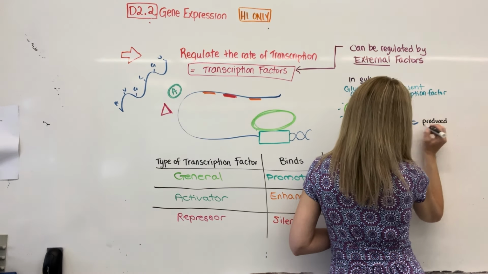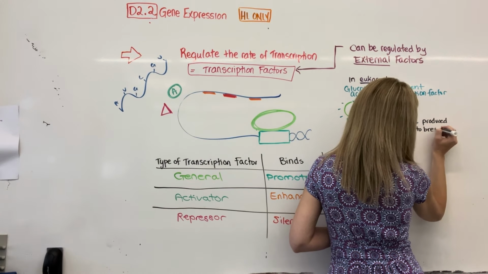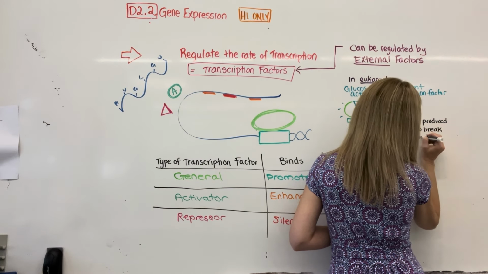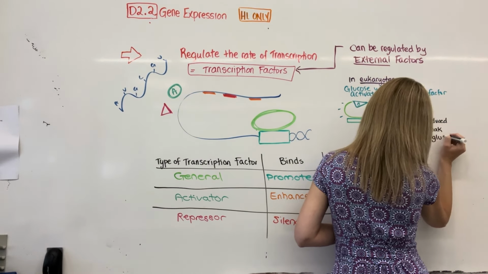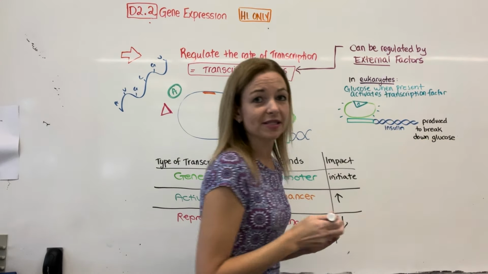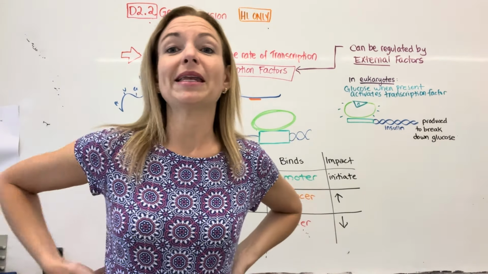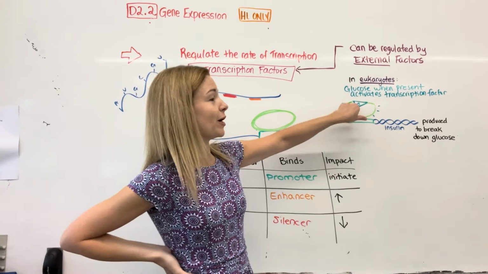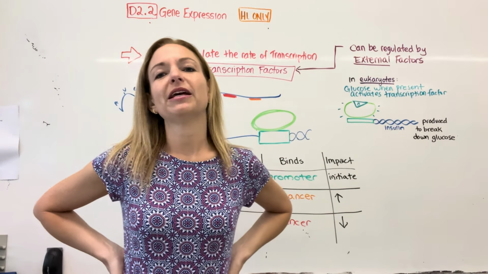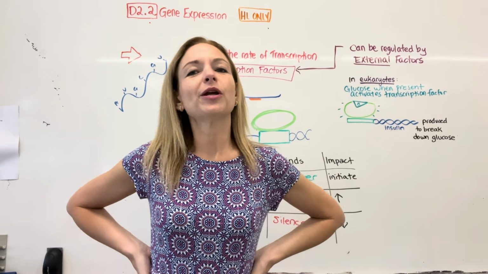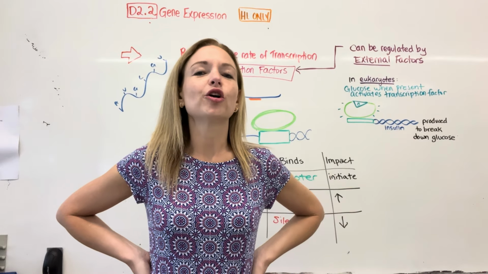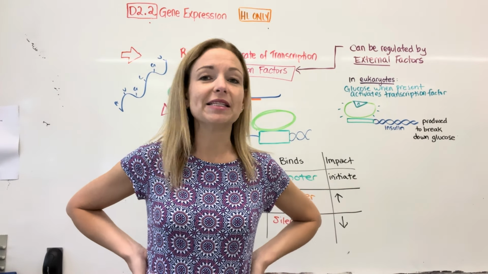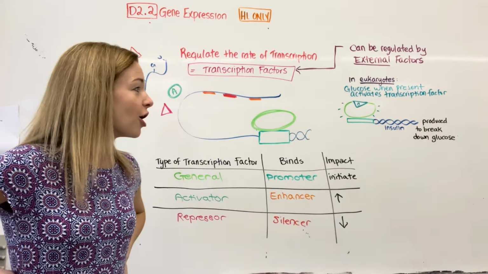That produces insulin, and it will break down the glucose. Again, we don't need insulin if we don't have any glucose. Once it has broken down all of the glucose, the transcription factor will leave and then it will get turned off again. So it's a pretty specialized way of turning on expression just when it's needed. That happens in our cells.